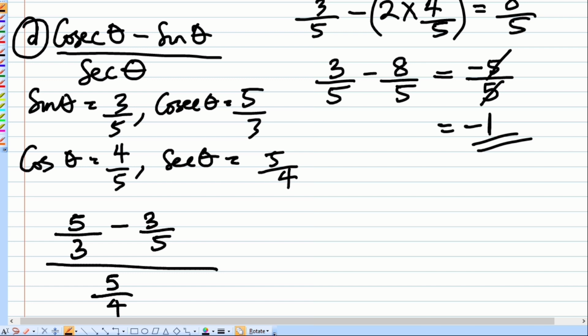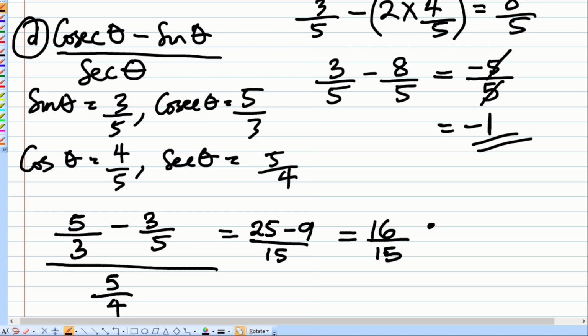So let's solve. Let's deal with the numerator first. So we have 3 and 5 as the denominators. The LCM is going to be 15. 15 into 3 is 5. 5 times 5 is 25. Minus 15 into 5 is 3. 3 times 3 is 9. So 25 minus 9 would be 16, right? 16/15 rather. So we have 16/15. Then remember we have this 5/4.